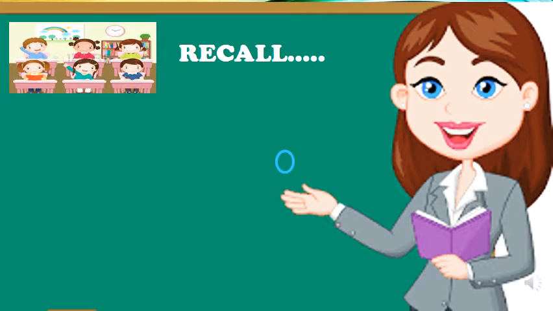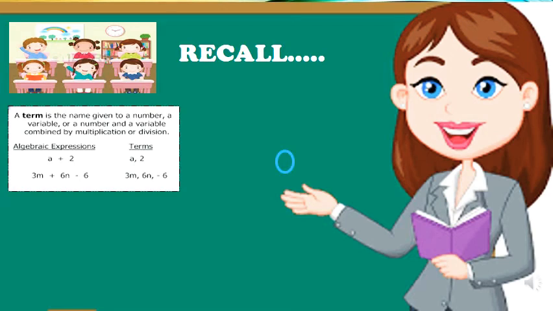Do you remember what is a term? A term is the name given to a number or a variable or a combination of both number and variable by multiplication or division sign. Some examples are, you can see here a is a term and 2 is a term, and these both are becoming an algebraic expression when they are combined using plus sign. You can see a plus 2 is an algebraic expression.